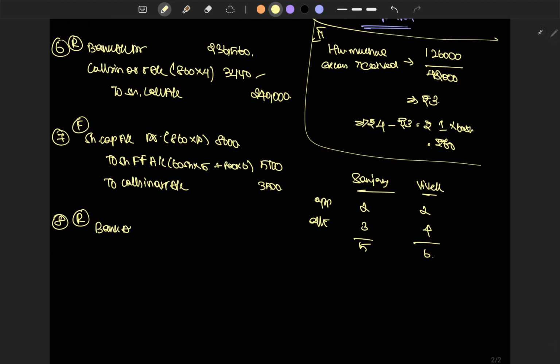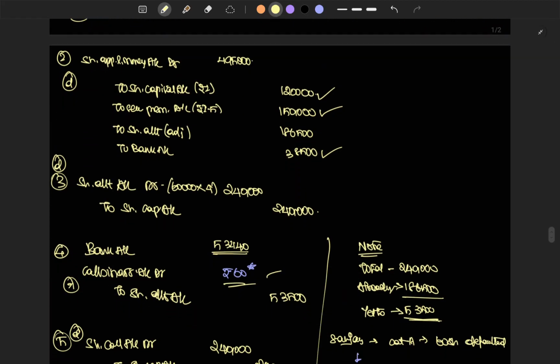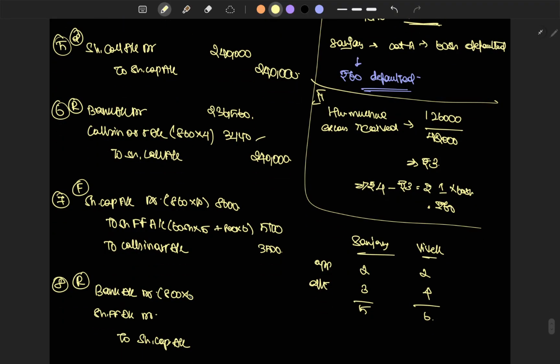Bank account debit, and whatever loss the company faced by reissuing has to be balanced by share forfeiture, and then to share capital reissue. Okay, how many shares? 860 shares: 800 shares for rupees 6 plus 60 shares for rupees 8.